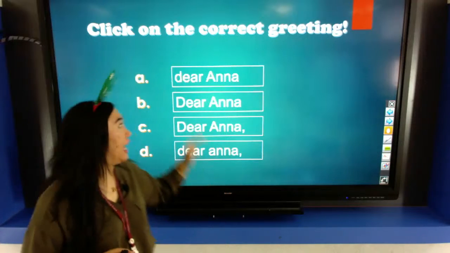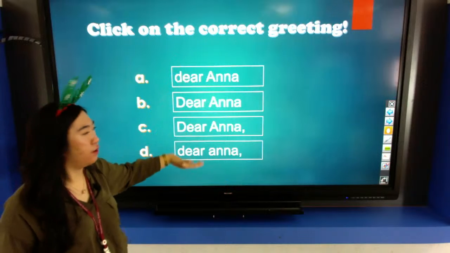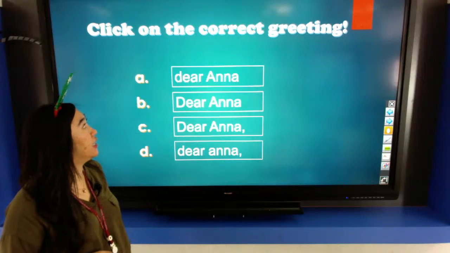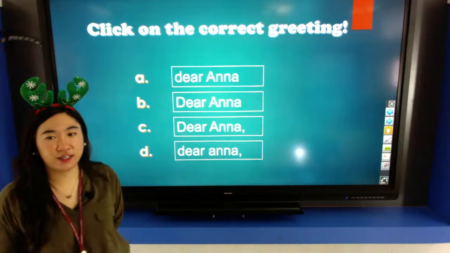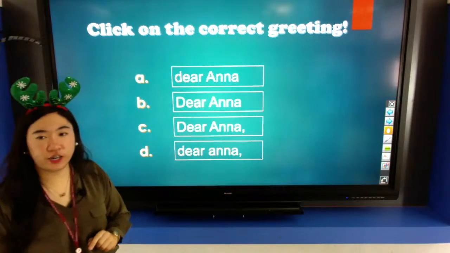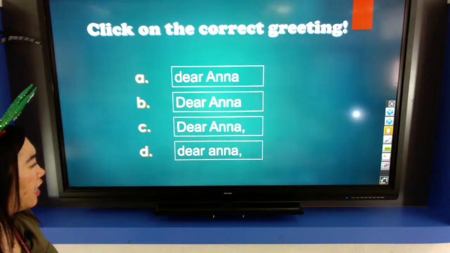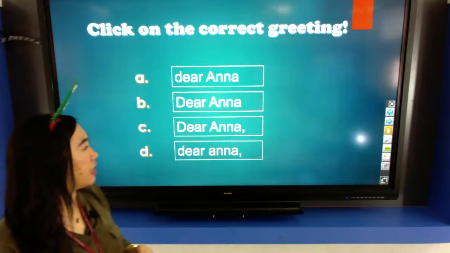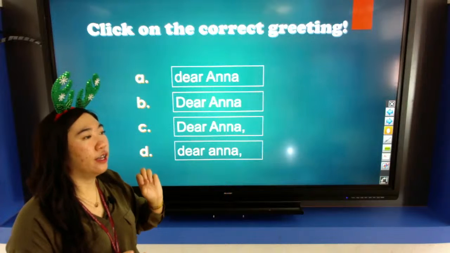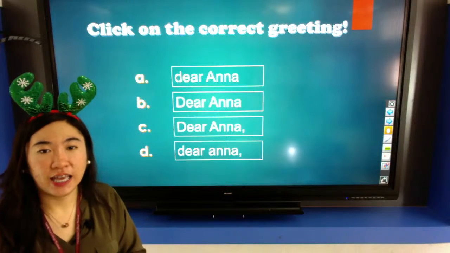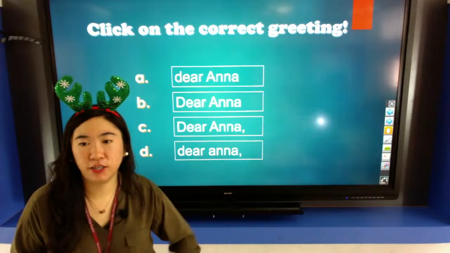Okay, now let's have some games. You will just comment A, B, C, or D. Look carefully at the choices. Comment down below the correct greetings. Which one here has the correct greetings? Always remember that in a greeting, you need to write the name with capital letters, and the first word should be in capital letters, and it has a comma.